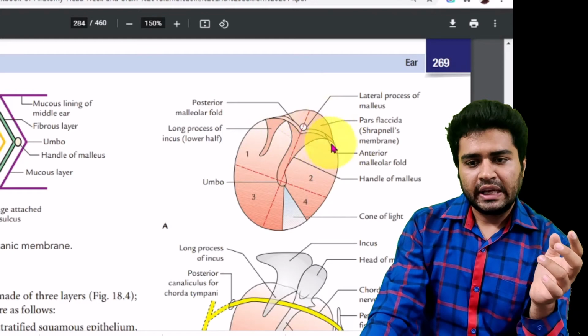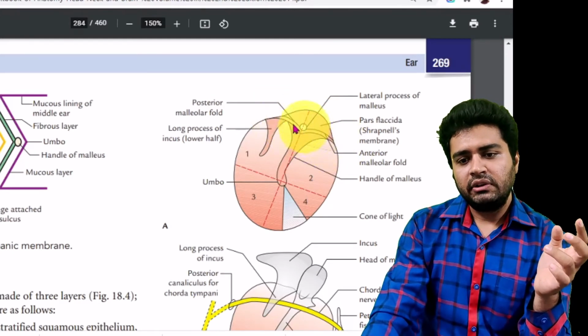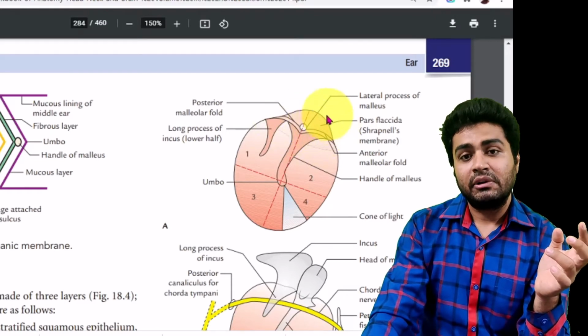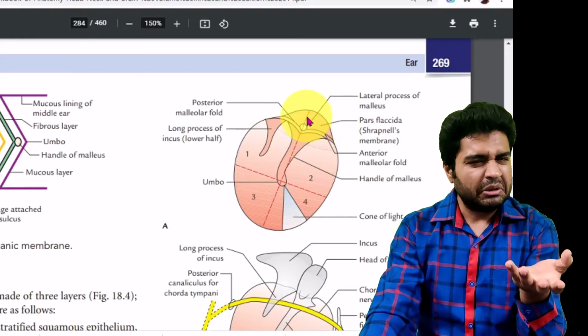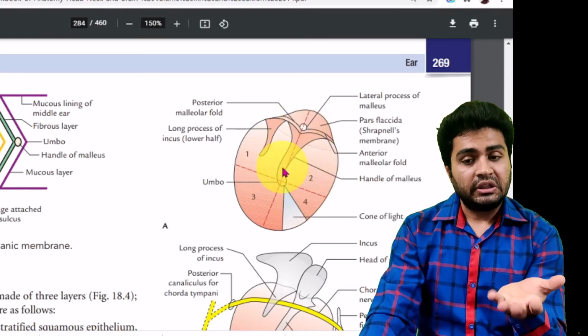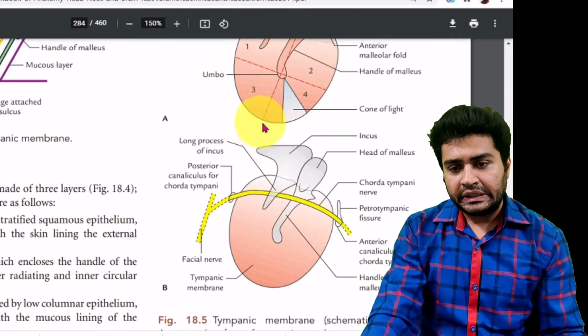One is known as the anterior malleolar fold and another one is known as the posterior malleolar fold. And between these two folds, there is the pars flaccida or Shrapnell's membrane, which is the least vibrable. The maximum vibrations are taken by the pars tensa.